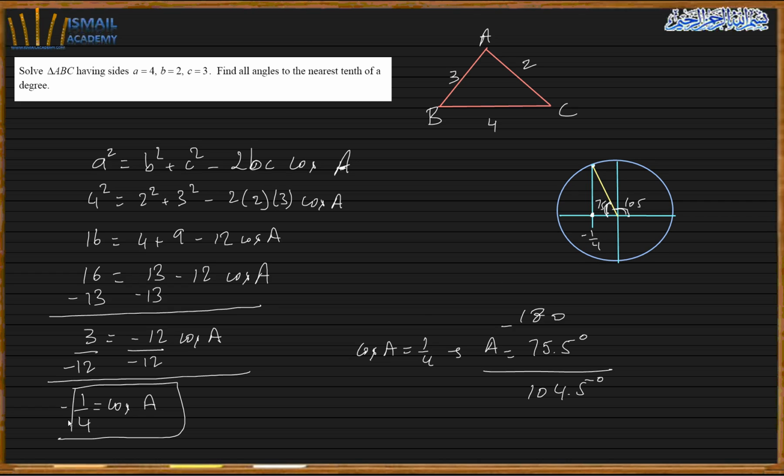So what you did here is you solve for that one without the sign. You get the 75 because those two are supplementary. You just subtract 75 from 180, and you get this angle. So it's exactly what I did. So my A will be 104.5.